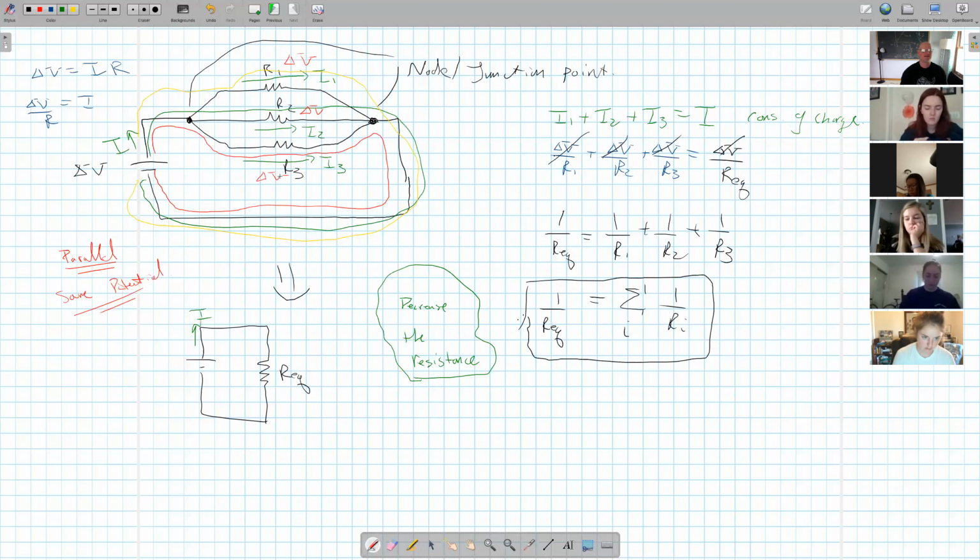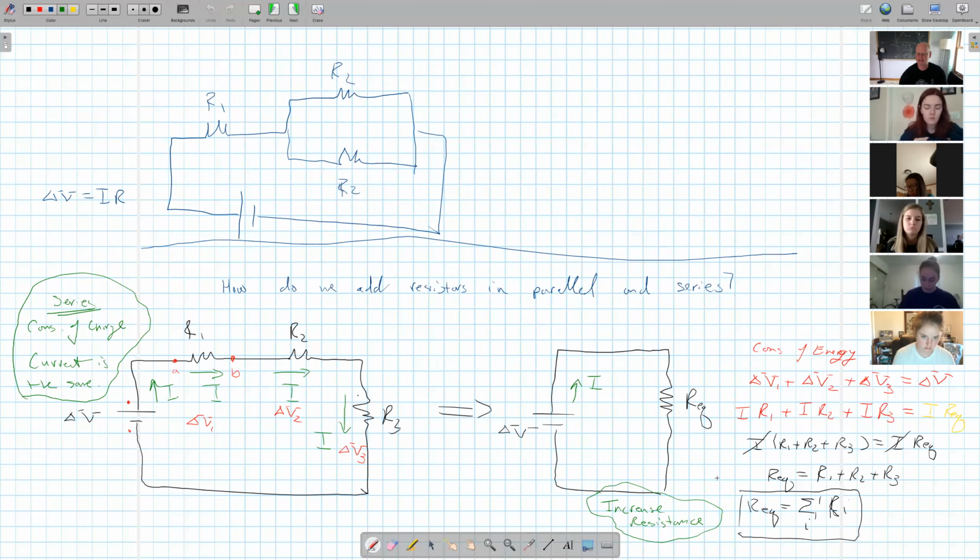So this is how we actually add resistors together. Again, we add them either in series, where we simply sum them all together, or in parallel, where we add them inversely. But the effect of doing this is to either increase the resistance or decrease the resistance.